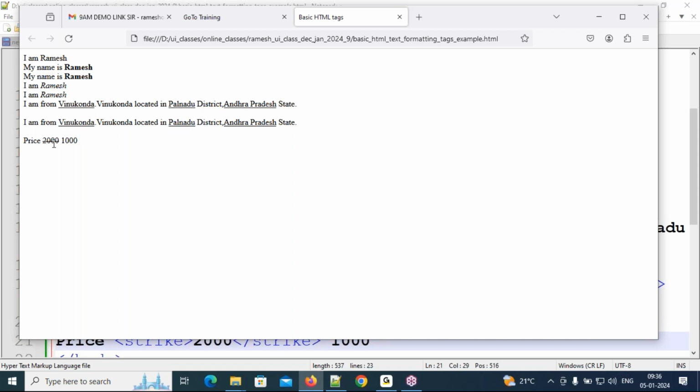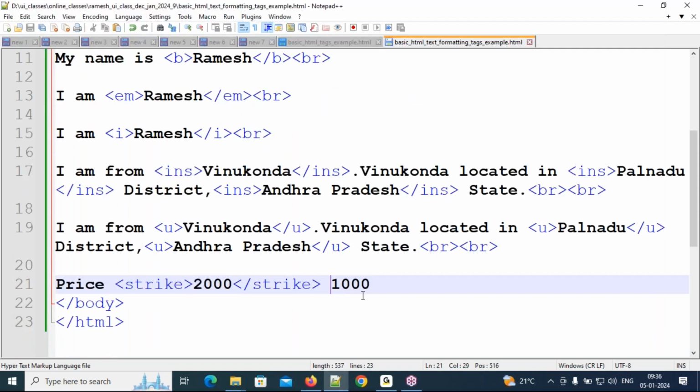In the same way, the DEL tag is also there. Same thing, anyone you can choose. The purpose of the DEL tag is that this is deleted data. It is deleted, but still you display it. This is invalid. I don't want to tell you to delete it because unnecessarily it will confuse. So fix it with the strike one.